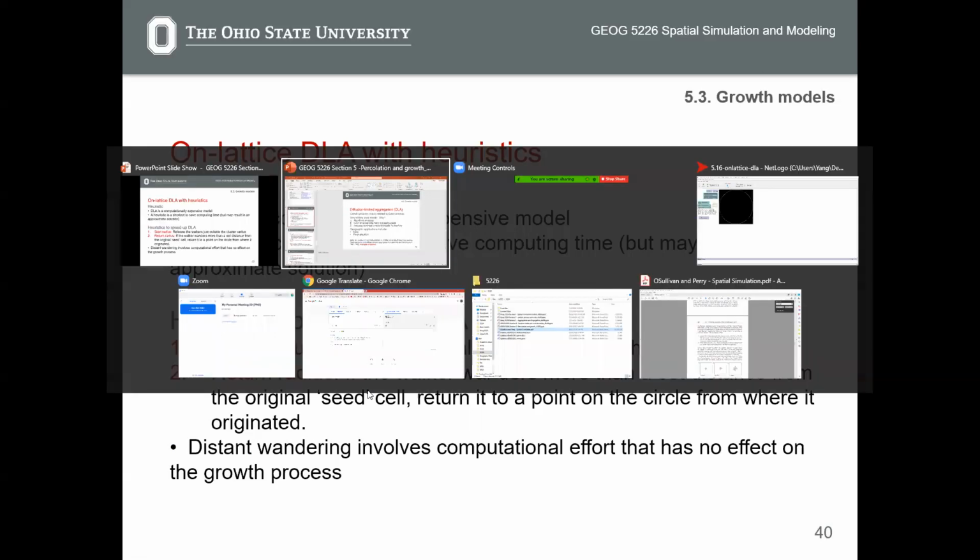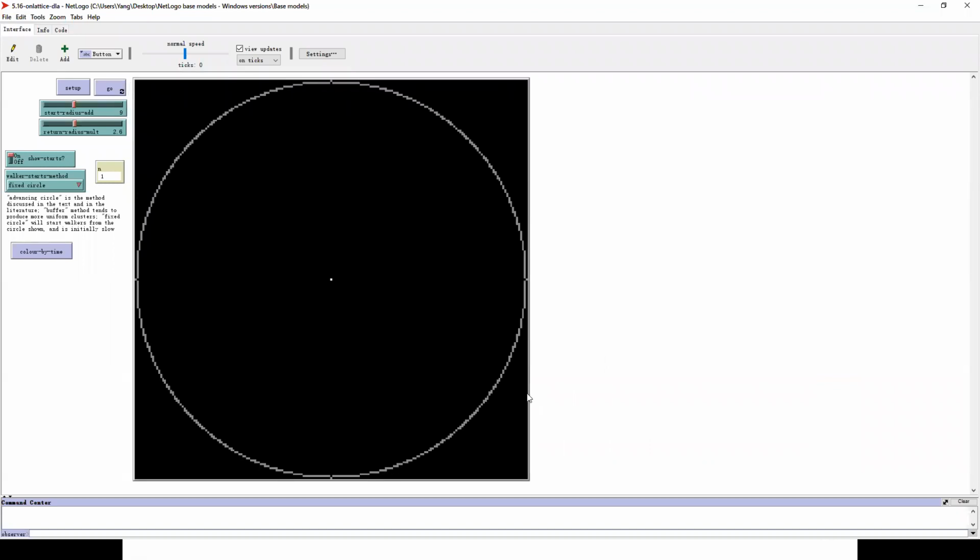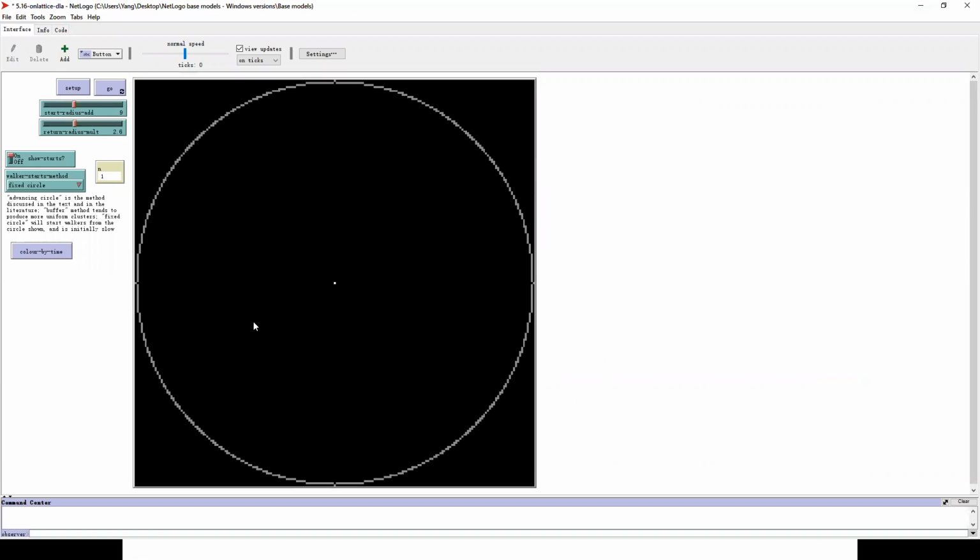Let me show you a DLA model. It's model 5.16, and this is the model. Let me make it larger so it's easier to observe. So here we have several things on this lattice. Firstly, there is a white cell in the center of the lattice. So you can guess, obviously, this is a seed. This white cell here is the only occupied cell on this lattice. We also have a circle with gray cells. It's a circle with a fixed radius, right?